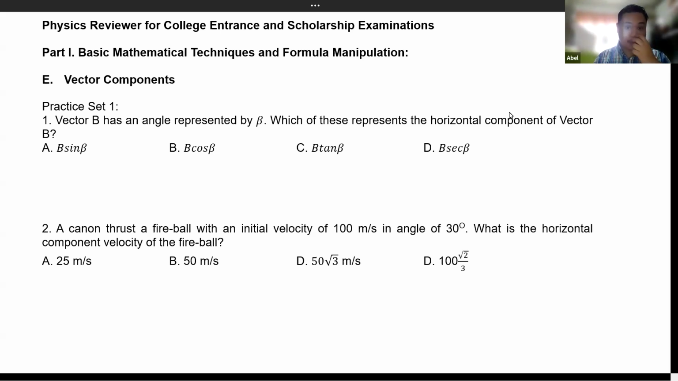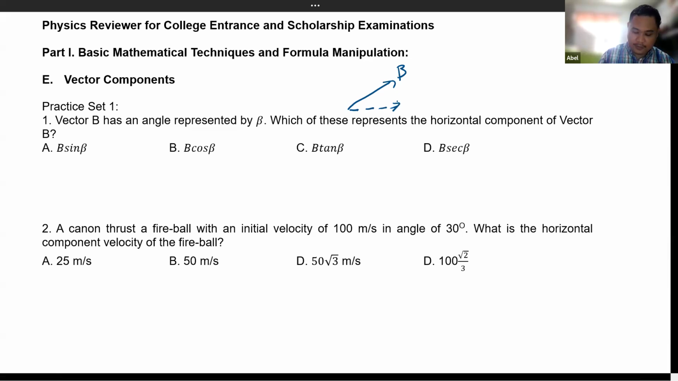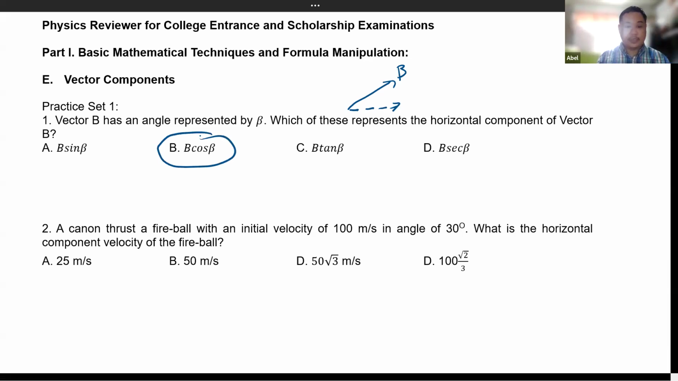Vector B is at an angle represented by beta. Which of these represents the horizontal component of the vector B? Okay, so if we draw any vector B, we have now the horizontal component of this vector B, and we can simply represent that by the cosine function. So for this one, the answer here is letter B, B cosine beta.